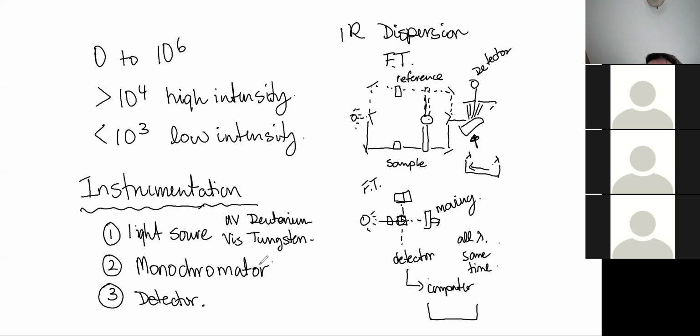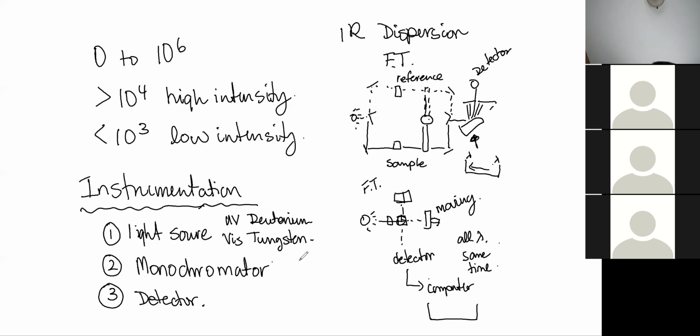So the instrumentation is very similar for the two, but you still need a light source, you need a monochromator, and the detector. And with improvements in instrumentation, you basically can have a Fourier transform UV-Vis as well.